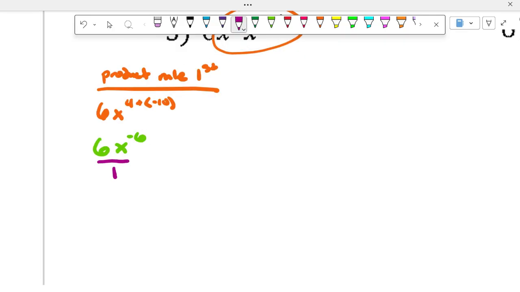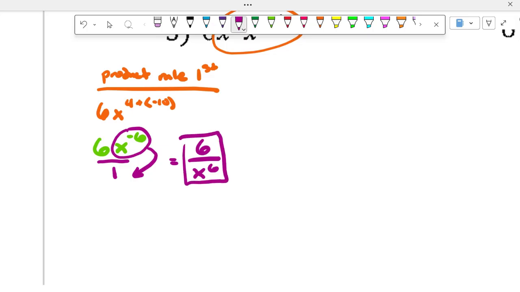So what do I need to move to the bottom? Not the whole thing. Because what's the negative only applying to? The x. It's only applying to the x. So be careful about that. The 6 stays in the numerator because it's not being raised to a negative power. The x is the only one. Remember, 2 different bases. So only the x to the negative 6 is getting moved. So this would be 6 over x to the 6.